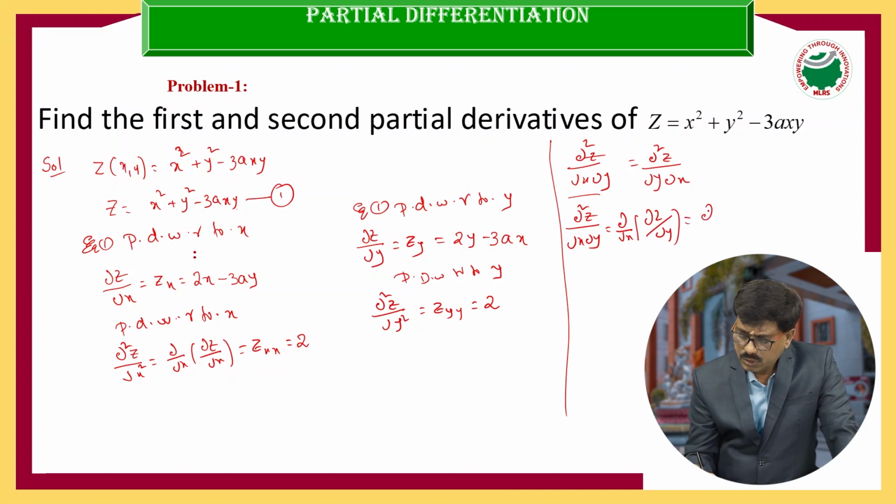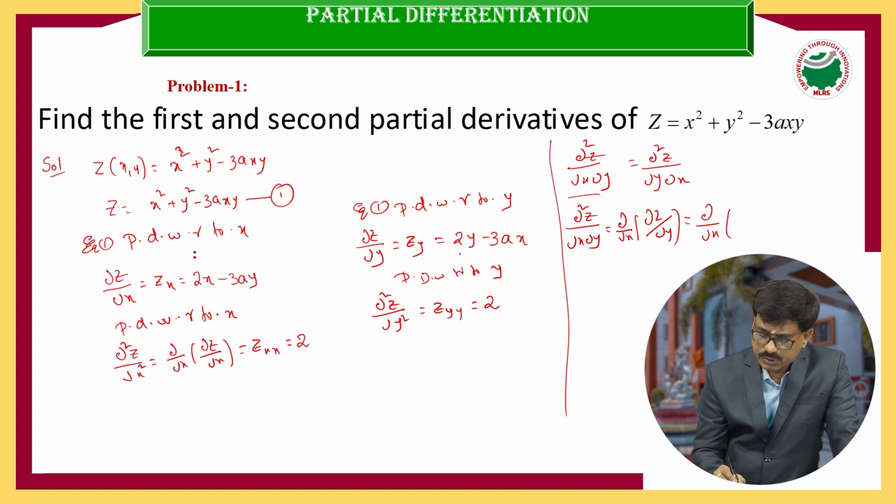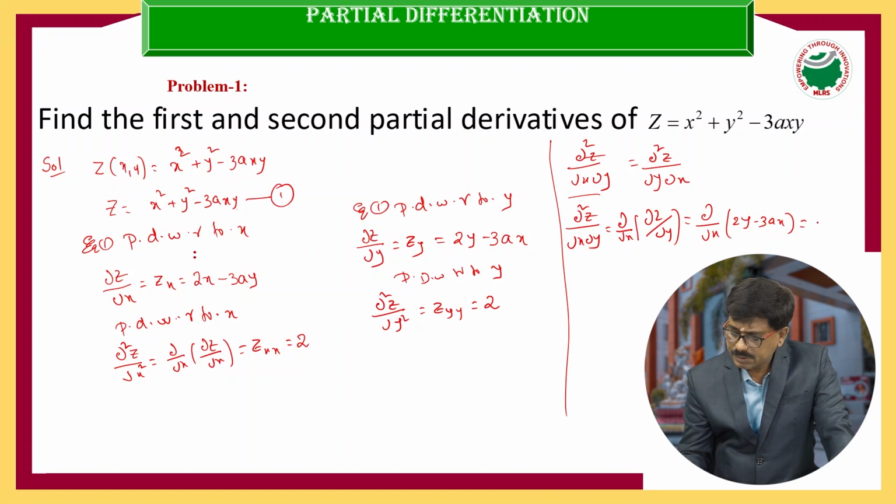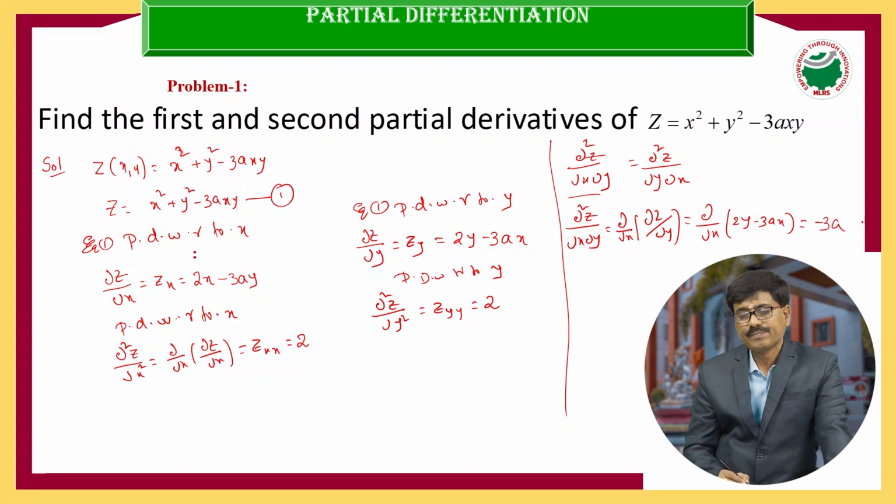If I write this one, ∂/∂x, already we know ∂z/∂x. What is ∂z/∂x? I got it, 2y minus 3ax. I need to calculate partial derivative with respect to x, then this becomes minus 3a.